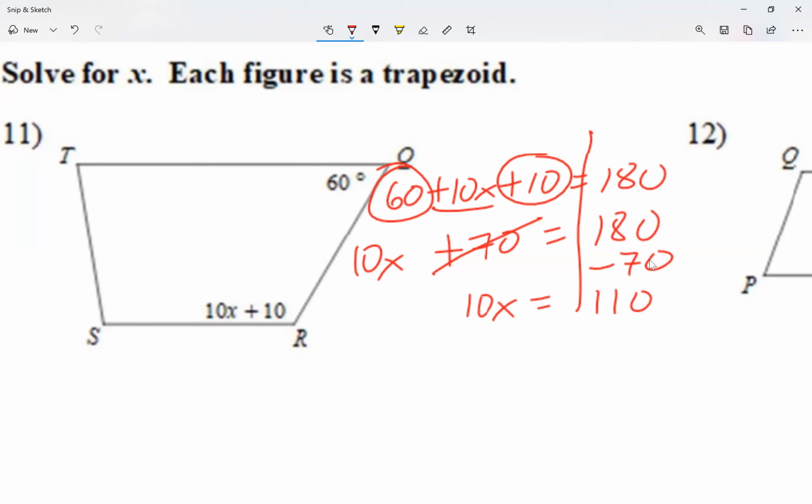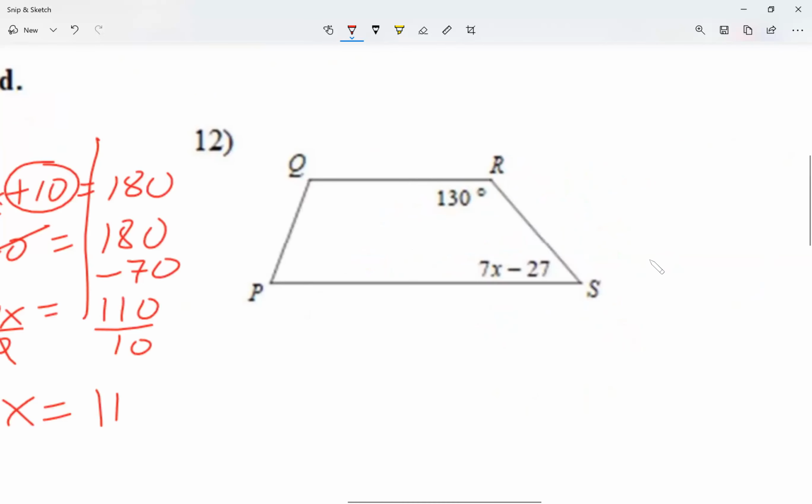Now to get x by itself, let me divide both sides by 10. So I get that x is equal to 11. 110 divided by 10 is 11. Instructions were solve for x, so that's it. Let's take a look at question number 12.